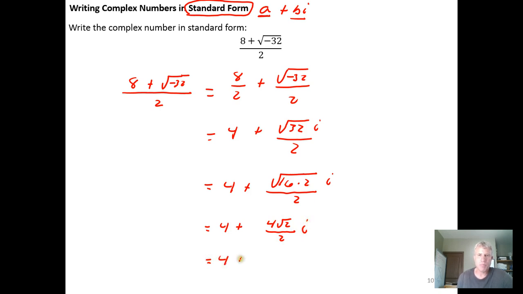So I get 4 plus, 2 goes into 4 twice, 2 times the square root of 2 times i, and now I have a complex number in standard form. Here's the real part, and here's the complex part. I have a real number coefficient times i.